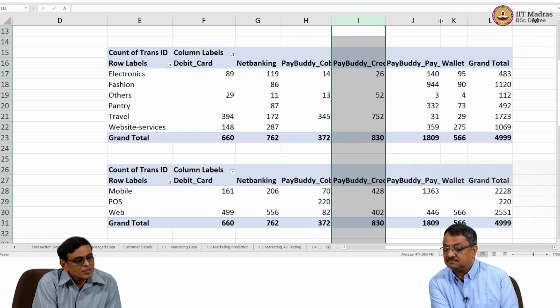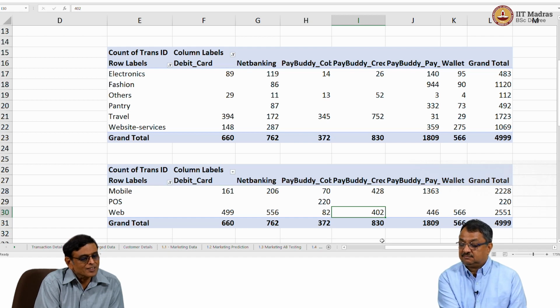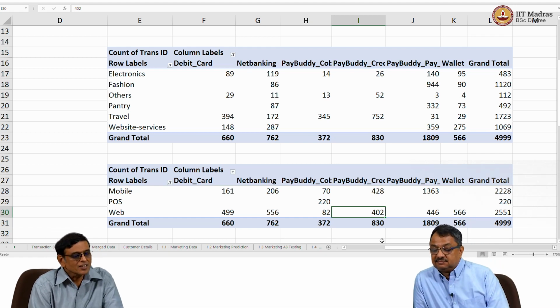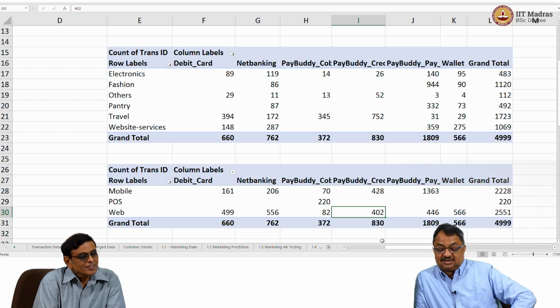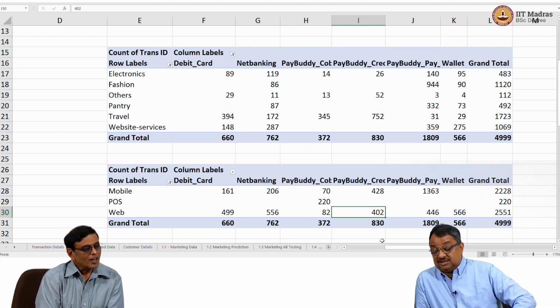So pay later is 13. So mostly mobile phone. Can you see that? 1363 out of 1829 is actually mobile phone. Correct. And the other way of looking at POS, it is all co-branded. And web is kind of a smattering. It's got everything.